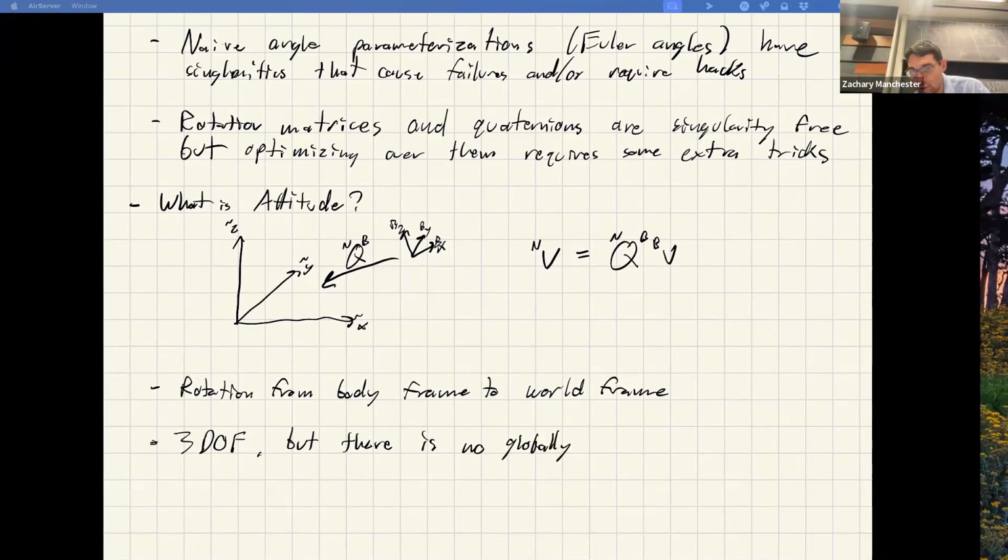So basically, you can never use 3 numbers globally. You can use 3 numbers locally for small angle rotations, but you should never use Euler angles. There are better 3-parameter representations for the local stuff too.